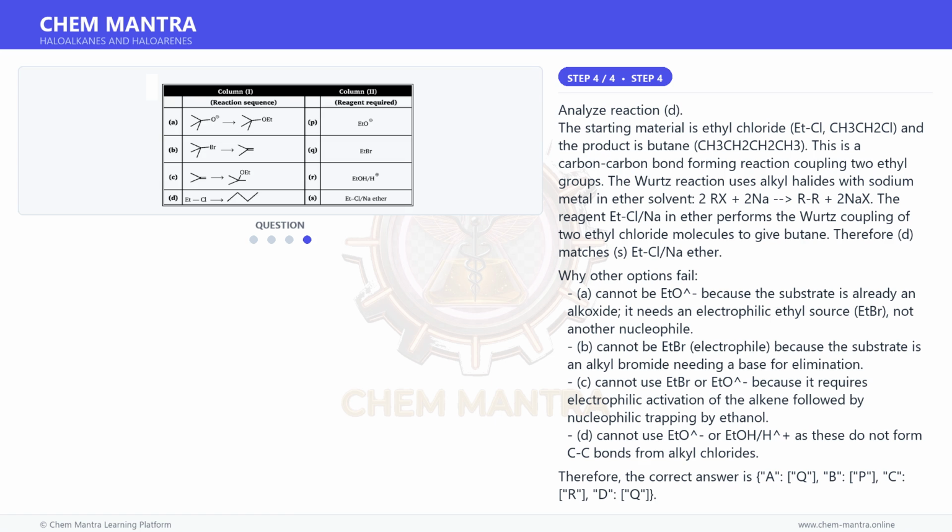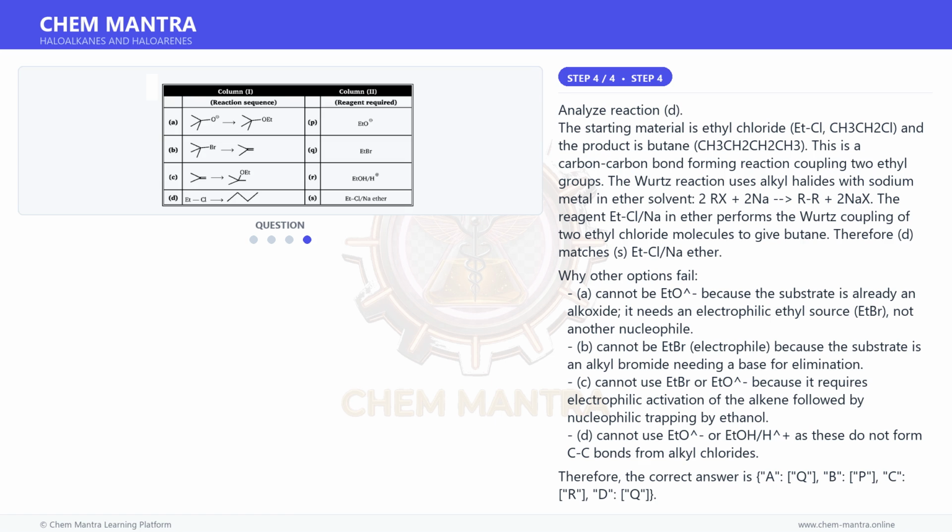Why do the other options fail? A cannot be EtO- because the substrate is already an alkoxide; it needs an electrophilic ethyl source, not another nucleophile. B cannot be HBr, an electrophile, because the substrate is an alkyl bromide needing a base for elimination. C cannot use HBr or EtO- because it requires electrophilic activation of the alkene followed by nucleophilic trapping by ethanol. D cannot use EtO- or EtOH as these do not form C-C bonds from alkyl chlorides.